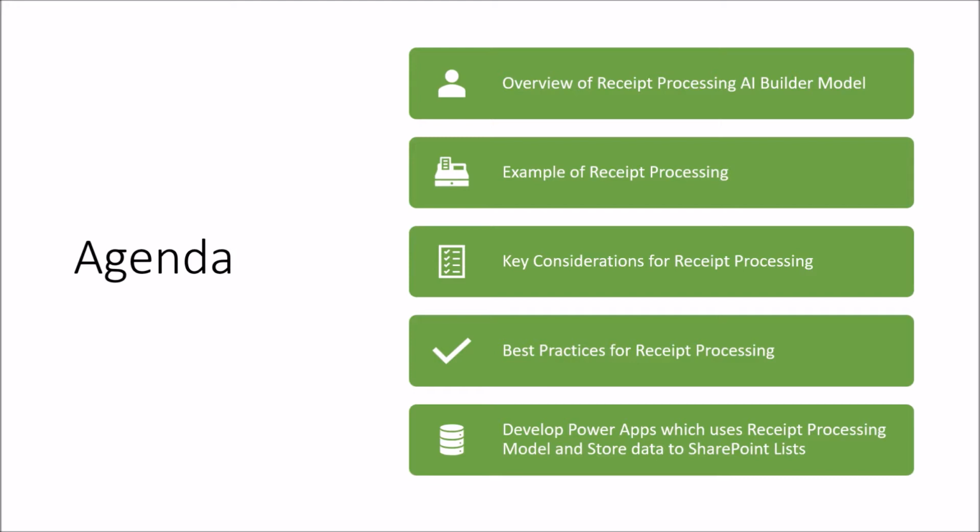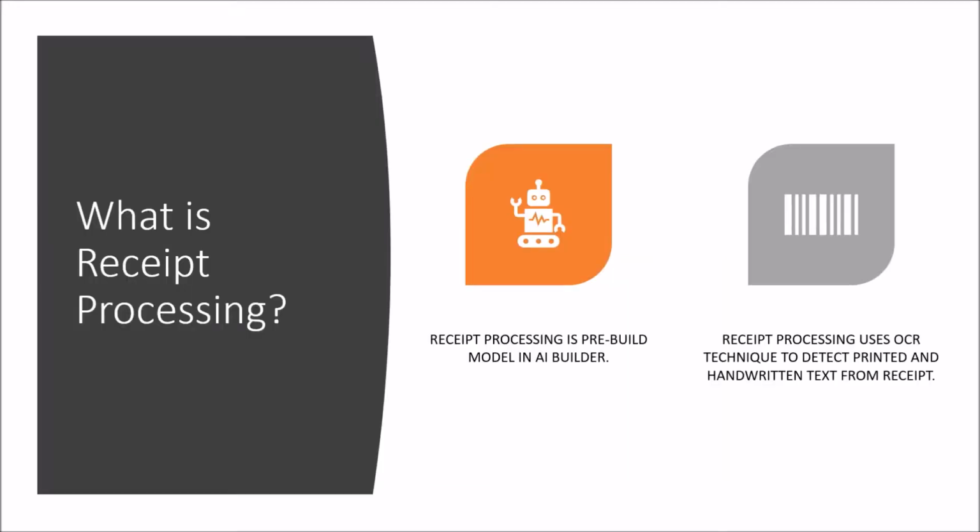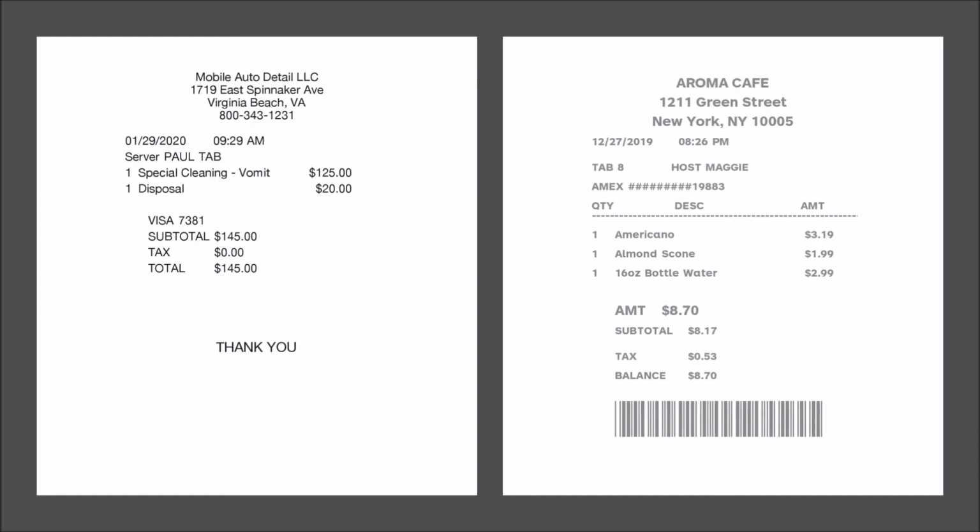So now let's get started with our first topic, that is overview of receipt processing. The first question that arises in our mind is, what is the receipt processing model and how is it useful in our day-to-day scenario? Receipt processing is a pre-built model available in the AI Builder. Receipt processing uses OCR technique to detect printed and handwritten text from the receipt. So with the help of OCR technology, it will automatically detect handwritten or printed text from the receipt that we are providing, and based on that, it will populate the fields.